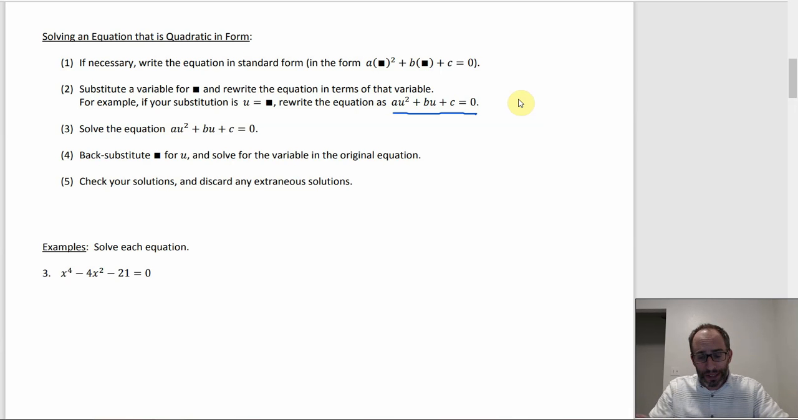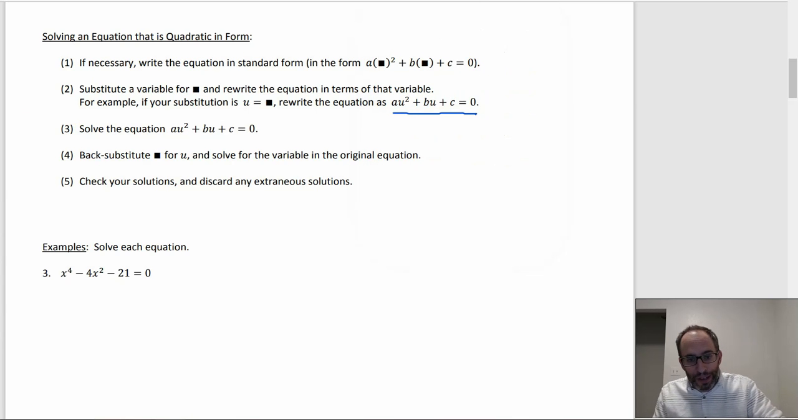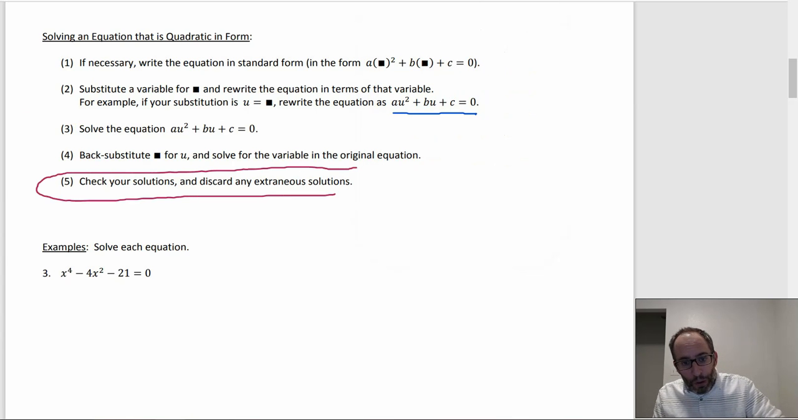The biggest thing here, believe it or not, and I'm going to change colors because this is so important, and you're not going to believe me at first, because this is always there, right? It's always there at the end: check your solutions. Usually, that's just to make sure that you didn't make any algebra errors or anything. But here, there's a possibility of extraneous solutions, and we really do have to check them.